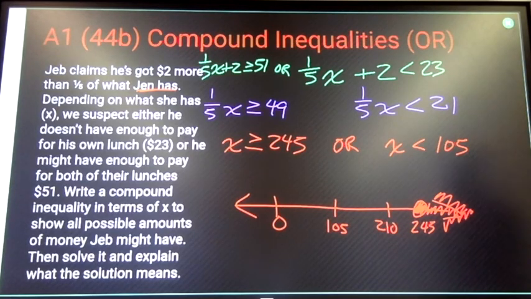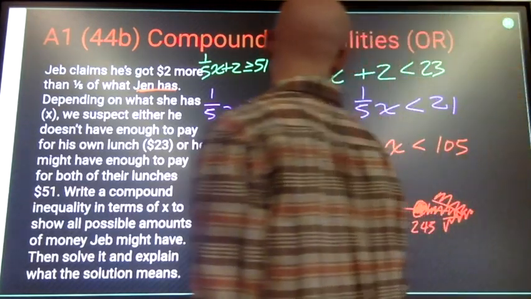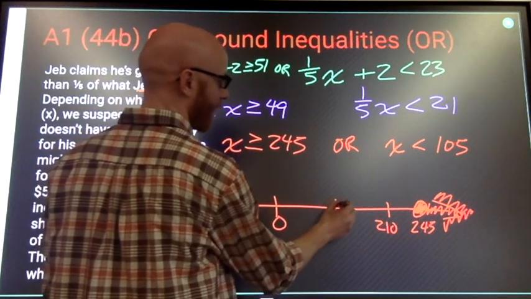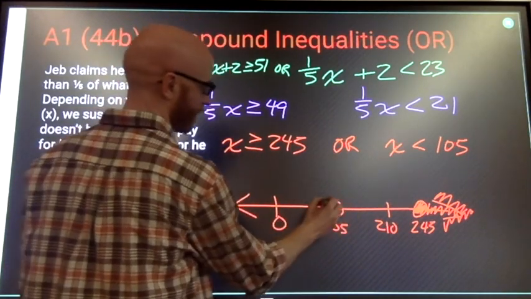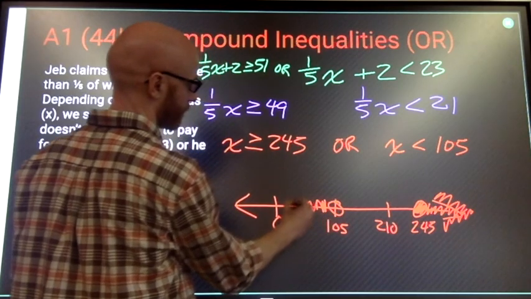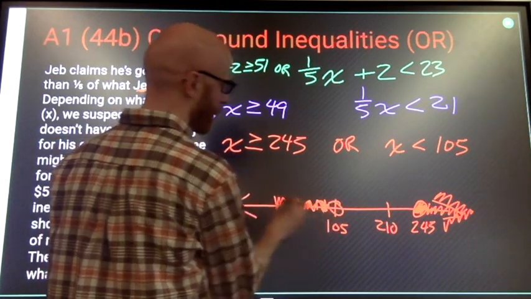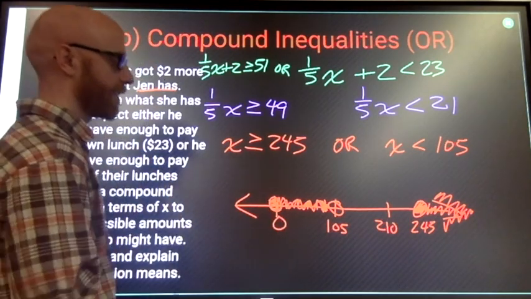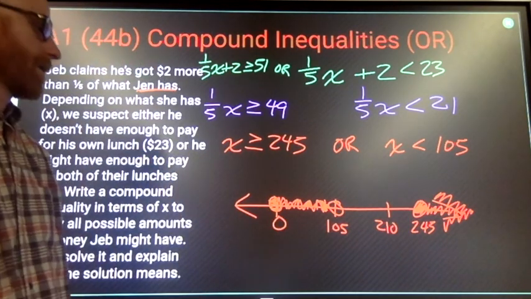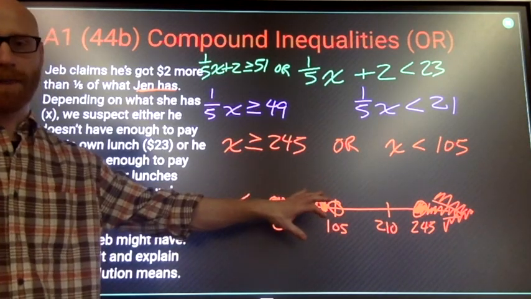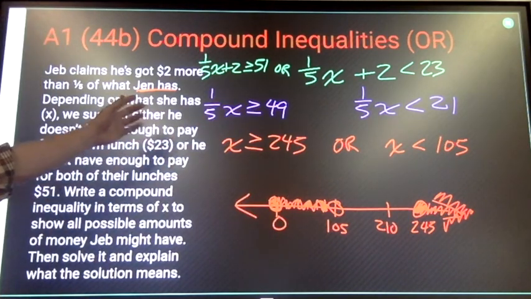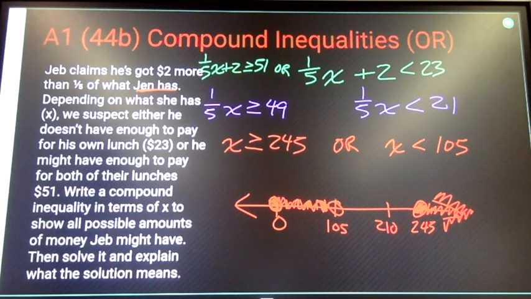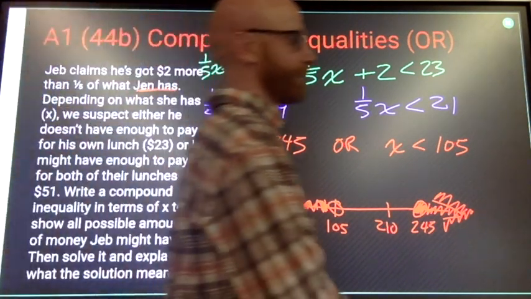All right. Jen cannot have 105. She can have less than 105. I'm going to stop it here only because she can't have negative money. So that is what this situation would look like, the possible amounts of money that Jen has. All right, that is our first situation.